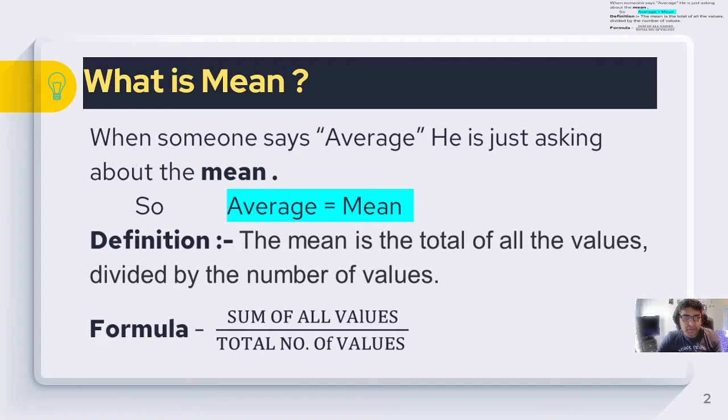Okay, so let's go through some definition. The mean is the total of all the values divided by the number of values, and as you can see in the formula, sum of all the values divided by total number of values. So this is the bookish definition of mean or average. Now we will learn this using an example.